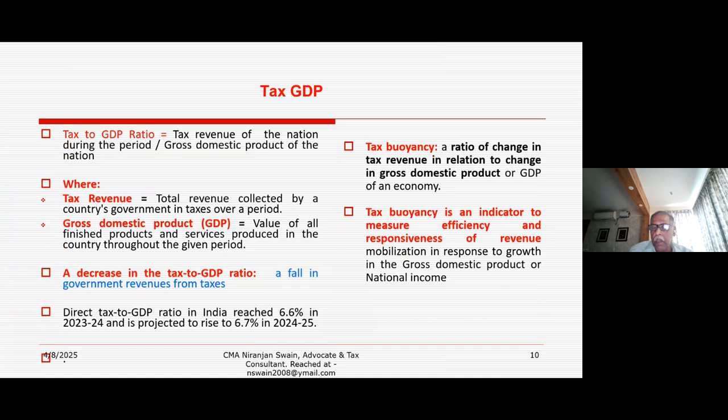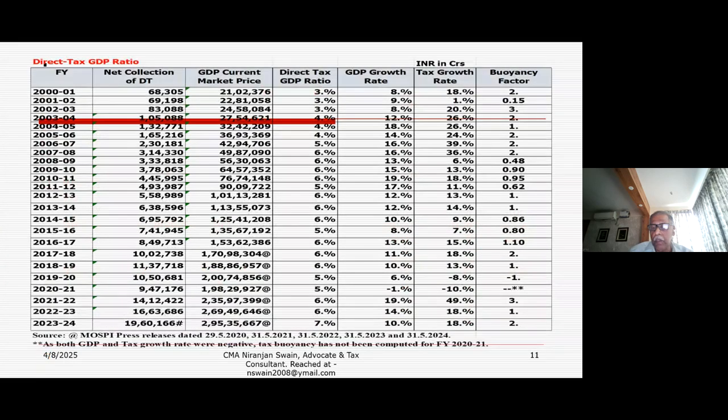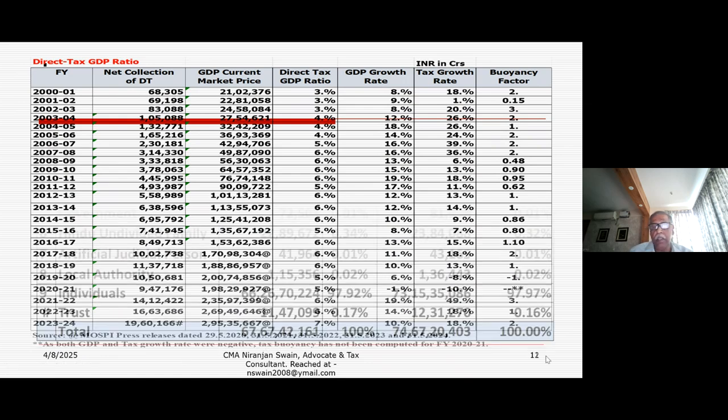So in India, it is 2 times. If it is 1 to 1, then the economy and revenue collection move part to part. But it should be more than that. Collection should be more than the economic development that is going on. That's why it is 2 times, and in many countries it was at a much higher side. And if we look at 2020-21, it is negative. That means the tax buoyancy could not be computed, because the GDP and tax growth rates were negative.